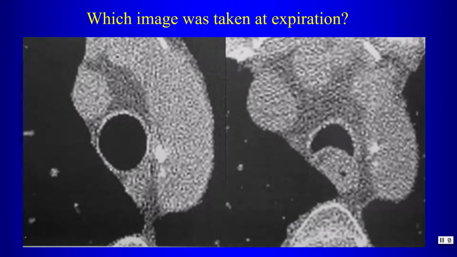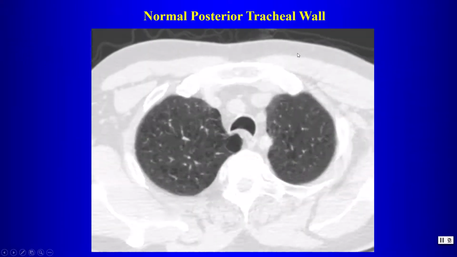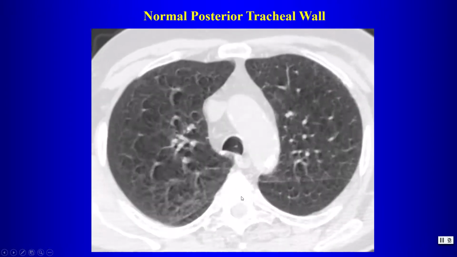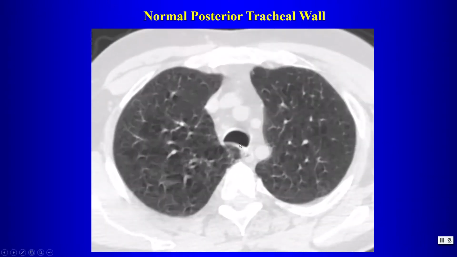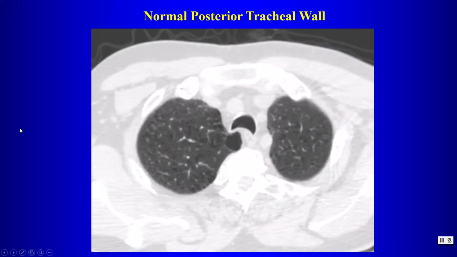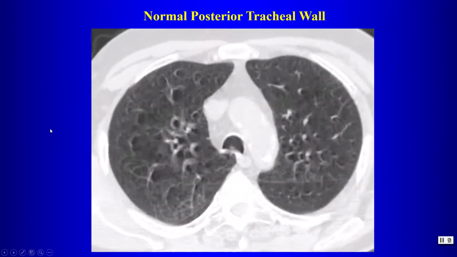Now, how can you identify expiratory images? Well, on expiration, the posterior wall of the trachea bows forward. So if you see that, you can tell that it was an expiratory image. On the normal inspiratory image, the trachea is round. On the expiratory image, the posterior wall of the trachea bows forward. And here's a nice example where you can actually see the patient is breathing while we're obtaining the CT scan, and you can see that posterior wall of the trachea going back and forth. In expiration, the posterior wall will bow forward in this patient who has lots of centrilobular emphysema.